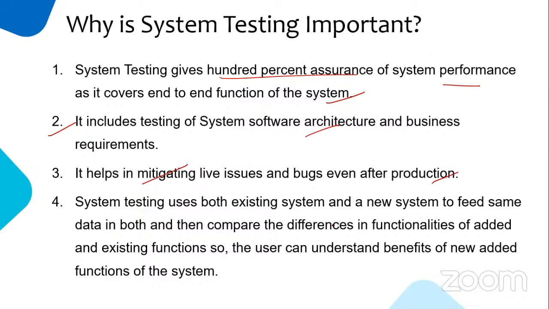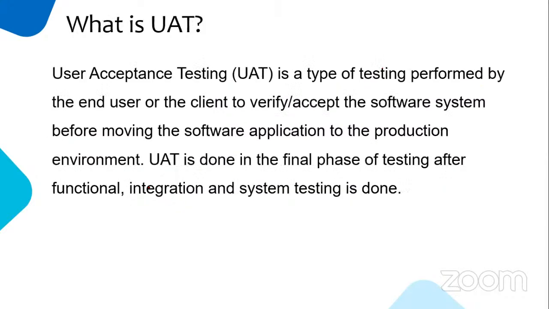And it uses both the existing system. This is migration, the old application to the new application, checking whether the data is working fine. We are comparing the functionality. So a lot of things related to the system are being checked. Okay, this is done. Now comes the UAT.